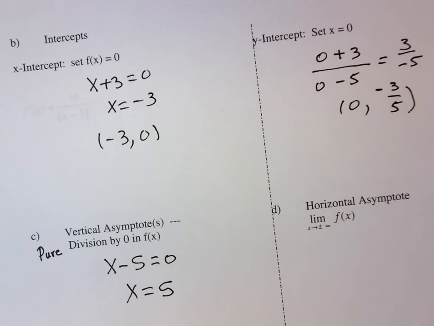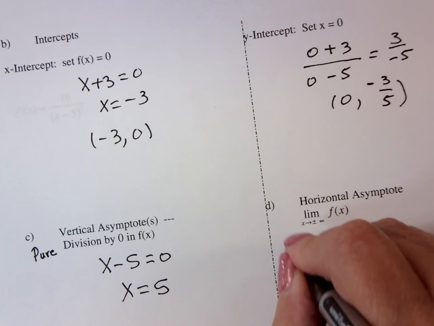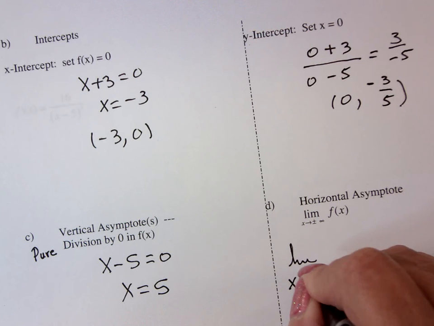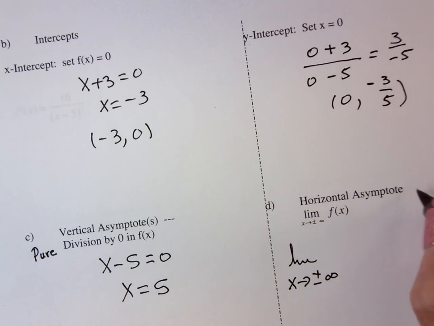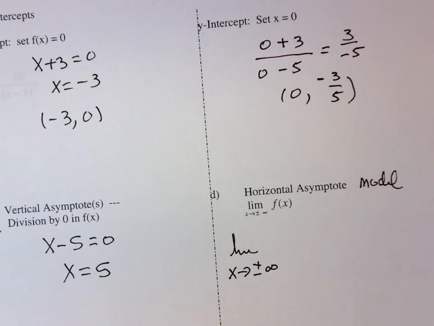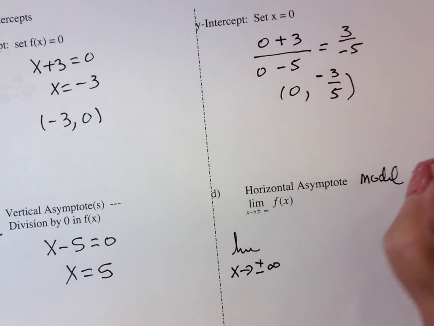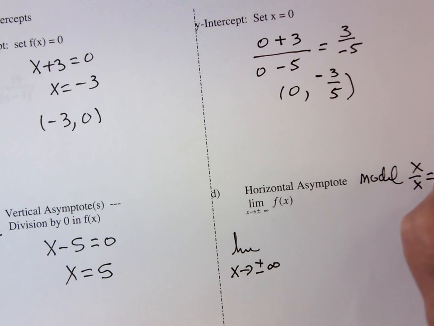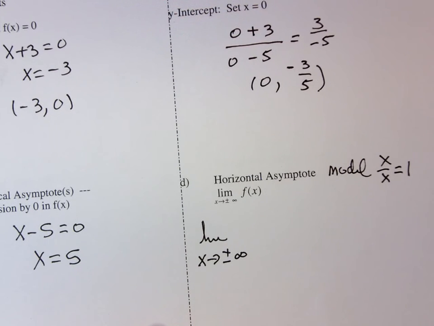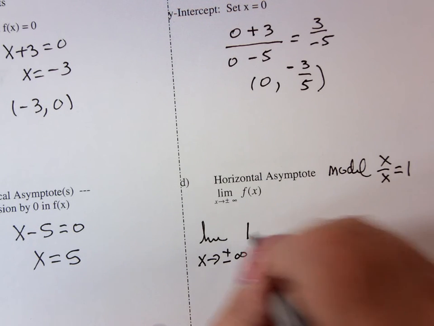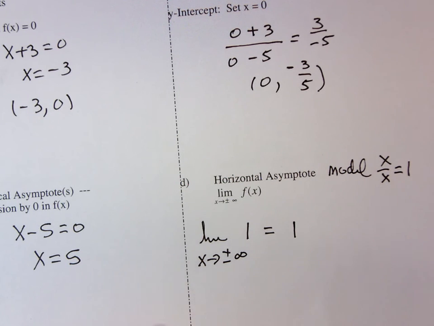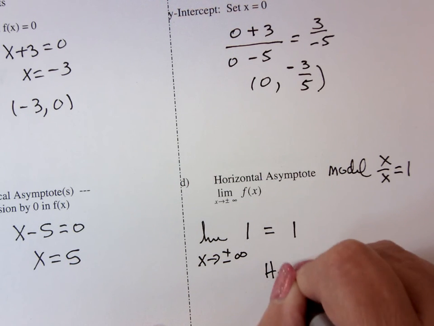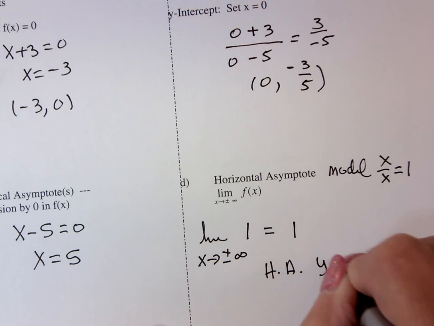And horizontal asymptote is the limit as x goes to either plus or minus infinity of, and let's find out what the model is. The model is what? x over x, which is 1. So that's the limit as x goes to either plus or minus infinity of 1, which is 1. So that says I have an HA at y equals 1.